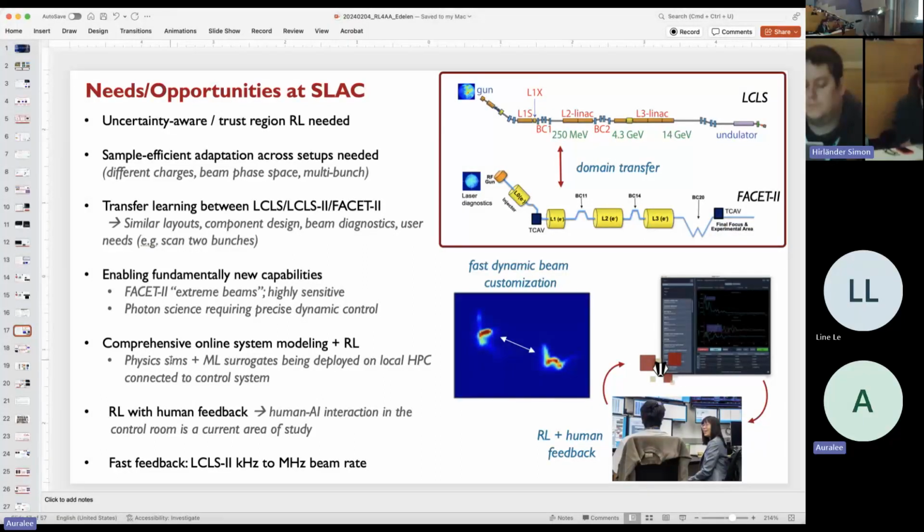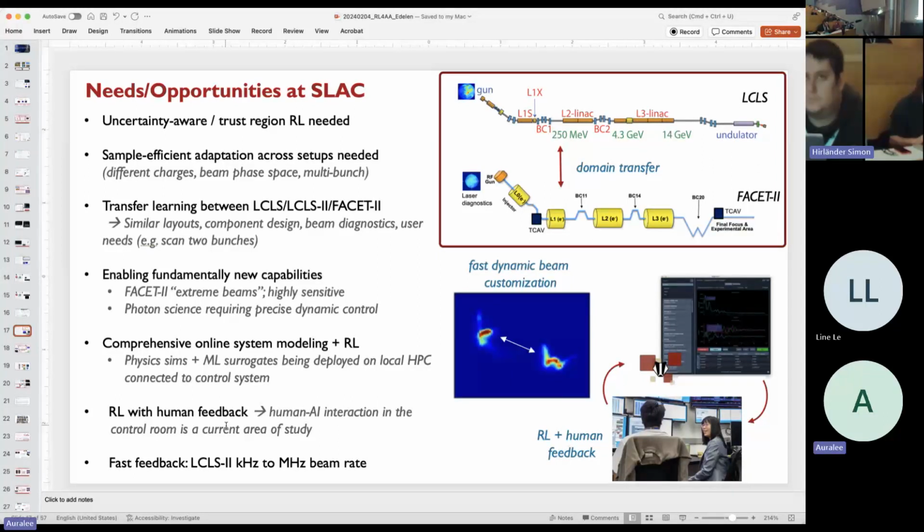And we also have some infrastructure put in place to do online physics simulations, including for quite detailed physics simulations that typically require being connected to high-performance computing. So there are a lot of opportunities there to combine online system modeling and RL.